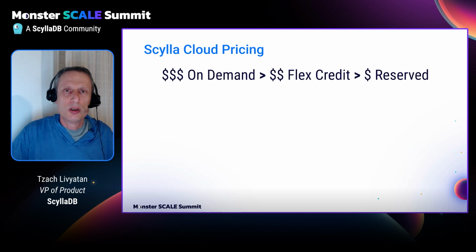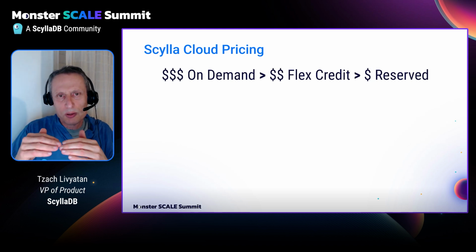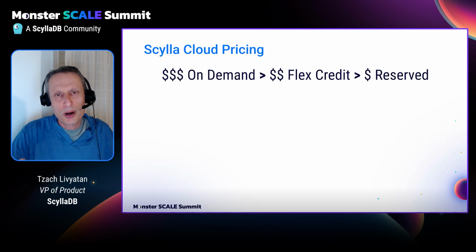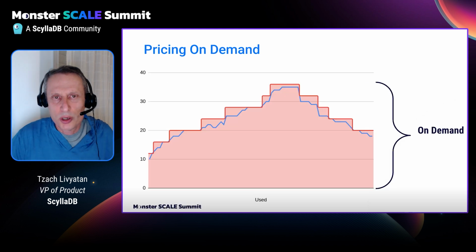On reserve, you allocate in advance the resources and you use only what you allocated for. And I will show it in a graph in a second. Flex Credit is a middle ground for that, and I will demonstrate it right now. So let's start with on demand.